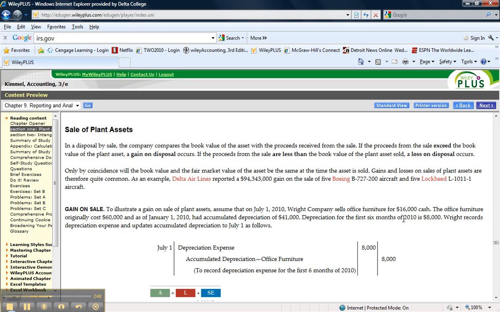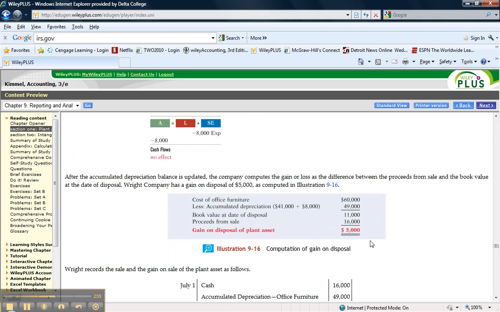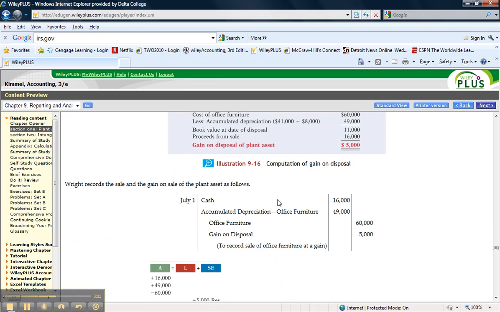Depreciation for the first 6 months of 2010 is $8,000. So they record depreciation expense up through the disposal date, and then they're going to do the disposal entry. They're getting paid $16,000 for this asset, so you can debit cash for $16,000. The furniture had cost $60,000. That was the cost, so that's still sitting on your balance sheet as the cost.